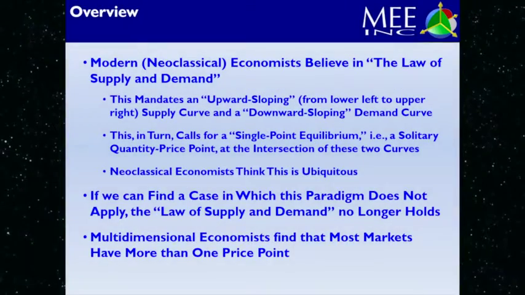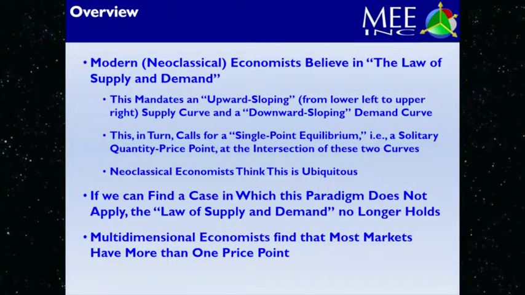So here's a little bit of an overview of what we're going to talk about here. Modern, that is to say neoclassical economists, believe in the law of supply and demand. This is mandating an upward sloping supply curve, that is to say from lower left to upper right, and a downward sloping demand curve. This in turn calls for a single point equilibrium where these two curves intersect. And neoclassical economists think that this is a ubiquitous condition, applies to virtually everything.